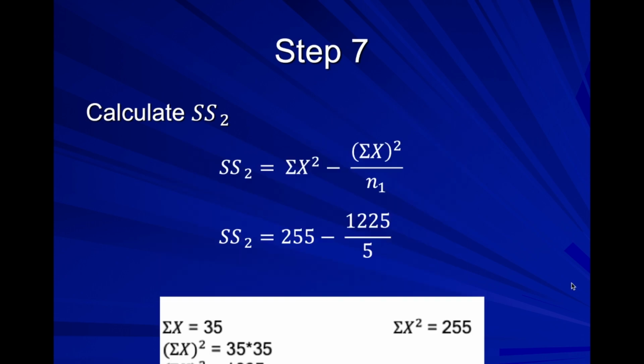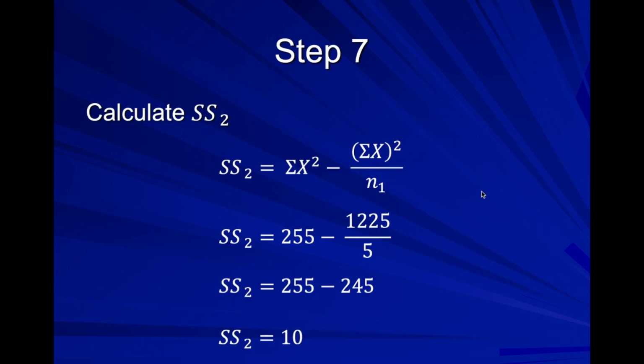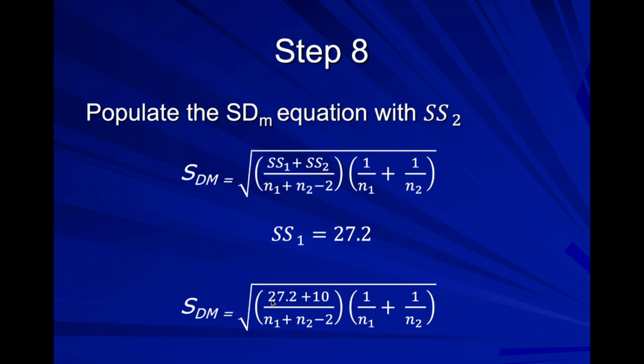I put that in the handout, so make sure you read over that and look at the handout. All right, and so we calculate it just like we did before. We put in 255 here. We put in the square of the sum of the scores to get 1225, and then here we have your sample size. Next, you get the sum of squares for group 2 is 10. So it's smaller than the first one.